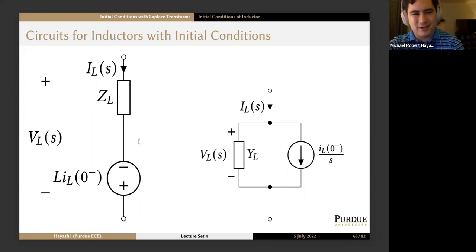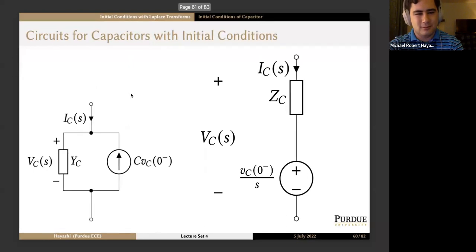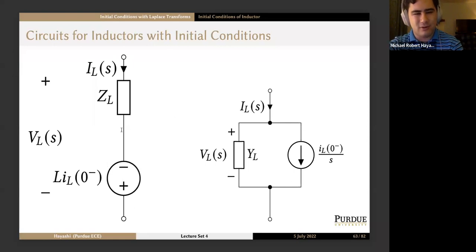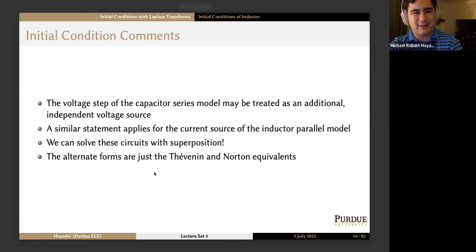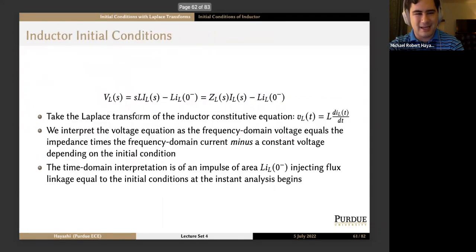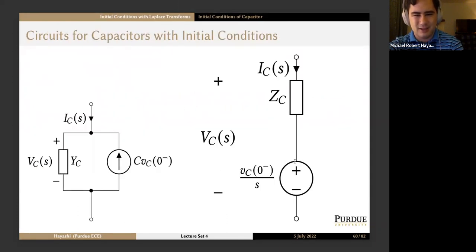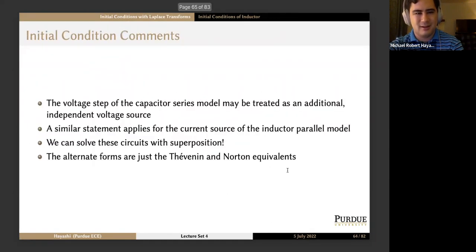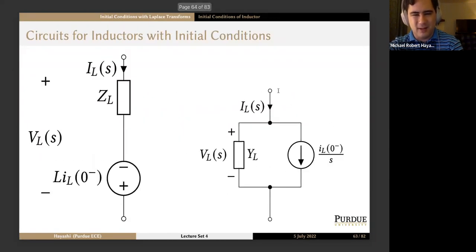And then the other transformation is just the dual. The dual form. So this is basically what I'm saying here. The voltage step of the capacitor series model may be treated as an independent voltage source. So this looks like an independent voltage source. Then the inductor parallel model looks like an independent current source.